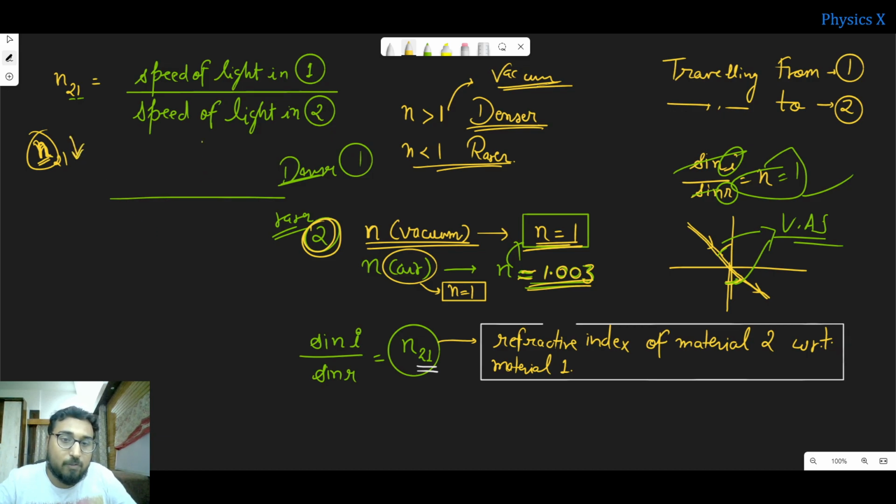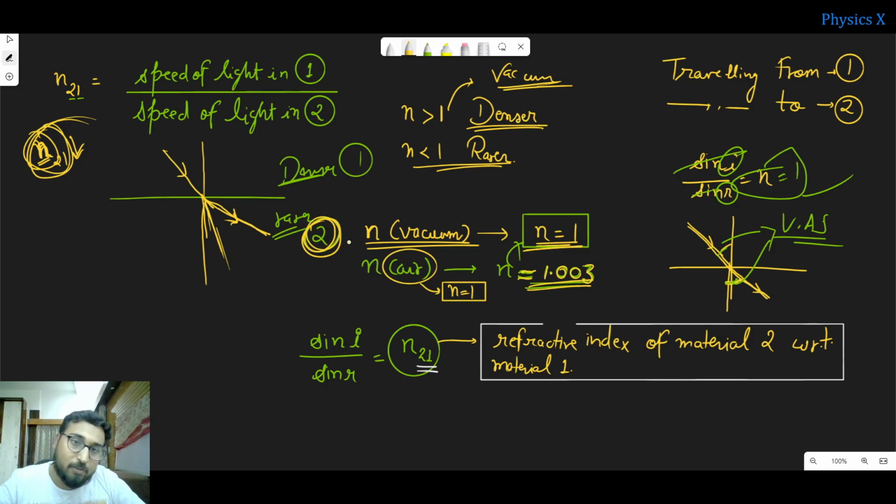Less. So the bending of light will be less. The bending of light will be there, but it will be less, so it will be going away from the normal. That is the case: it will bend less towards the normal. You can mark this also. The refractive index is less with respect to the first material. In this case the speed of light is more, because 2 is a rarer medium.